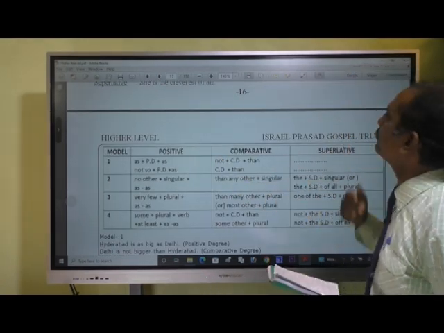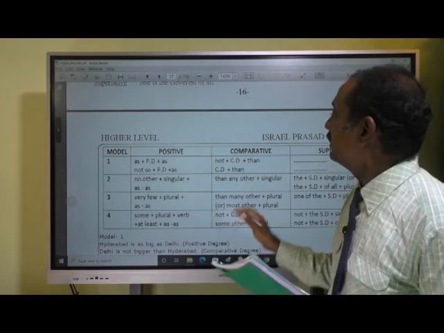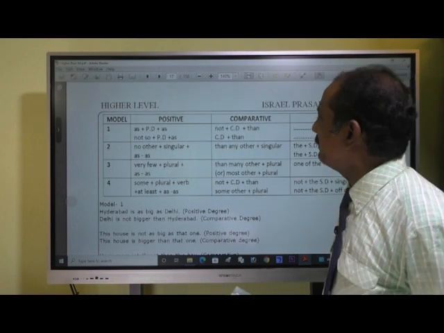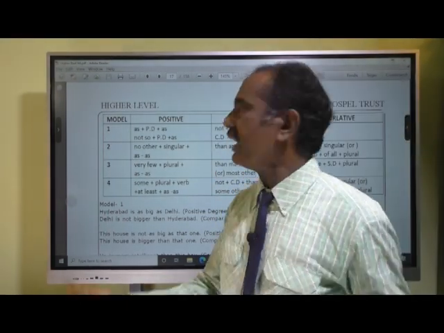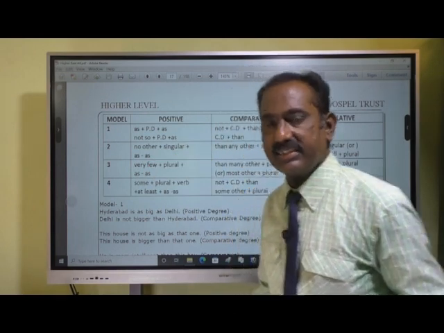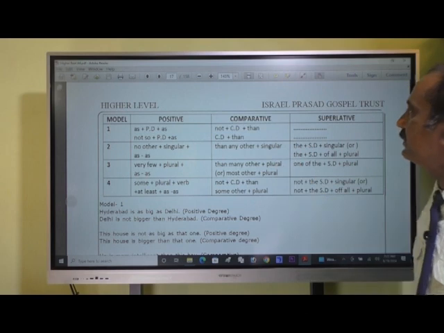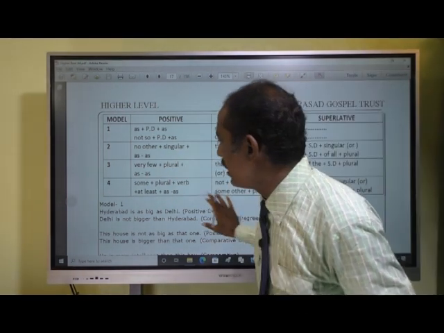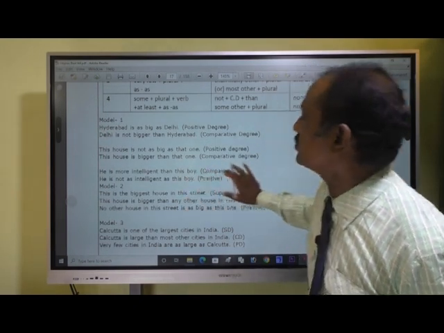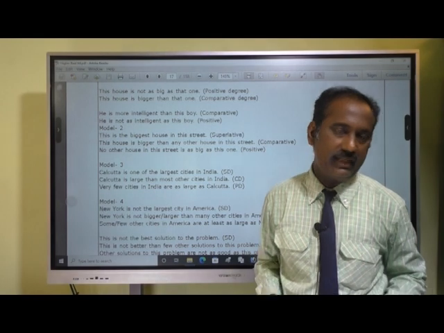Positive, comparative and superlative degree. It is page number 17. If you learn it properly, the remaining adjectives are very easy. How to frame a sentence with positive degree, how to prepare a sentence with comparative degree, and how to prepare a sentence with superlative degree. These are the norms. There are altogether 4 models only. If you learn these 4 models, you will be able to do it so easily.